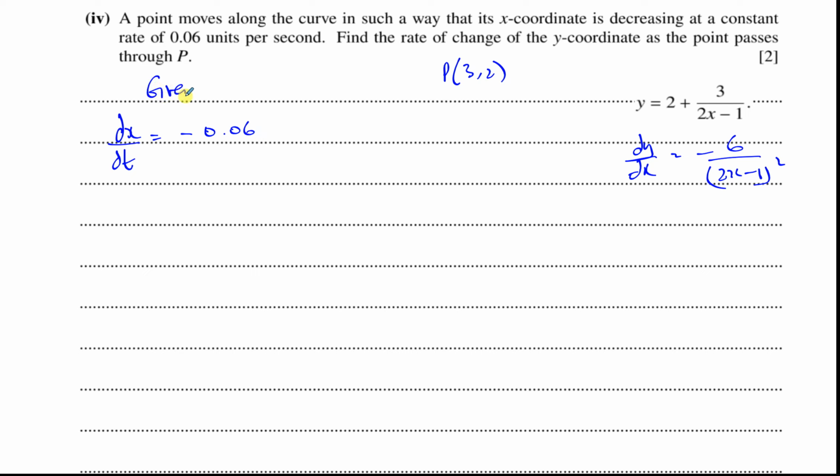They always give you a rate of change, that's a given rate, and then they give us a rate that we want to find. A rate to find is, as they told us, the rate of change of the y-coordinate as a point passes through P. So they want to find dy/dt, they want to find what dy/dt is at the point when x equals 2.